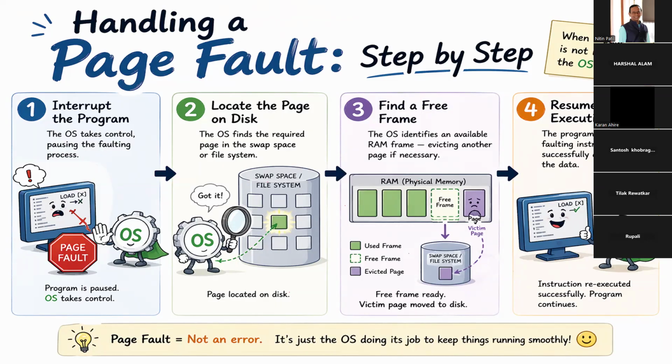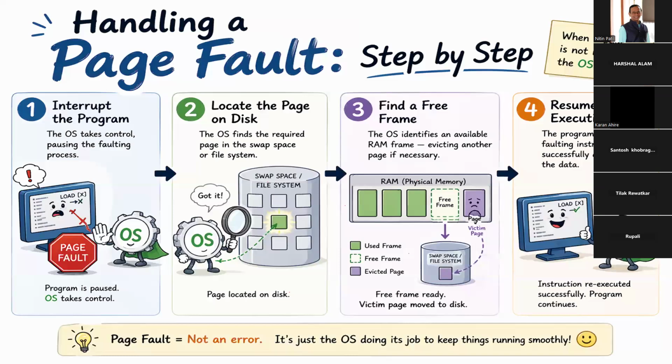And the last step, load the page, update the mapping, and resume execution. The required page is loaded into the selected frame. The page table is updated to reflect the new mapping. And this ensures that the next time the page is needed, it will be a page hit. The interrupted instruction is restarted, and this time the required data is available in RAM. Execution continues smoothly as if nothing happened.